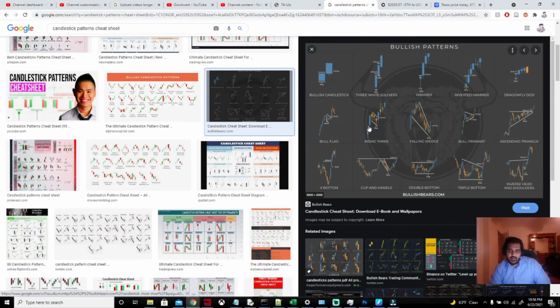Here is something you can probably see other people talk about: the bull flag, the rising three, the falling wedge, the bull pennant, ascending triangle, cup and handle. Cup and handle is a very powerful one. Inverse head and shoulders is very powerful as well. So the cup and handle and inverse head and shoulders are both good things to learn. The rest of these can be kind of subjective.